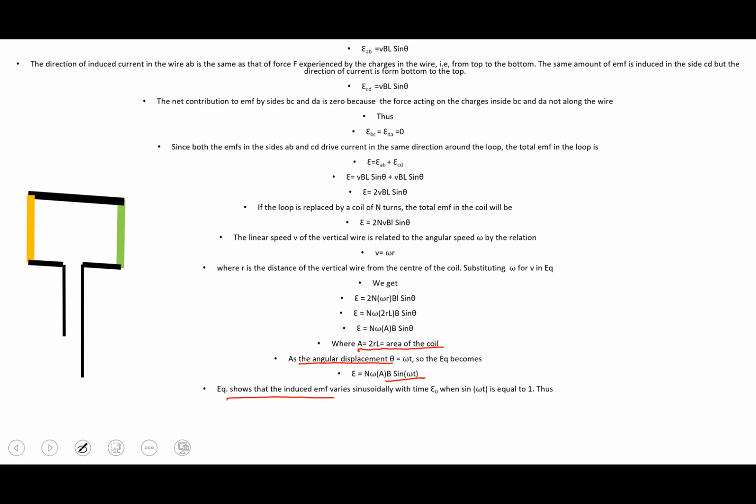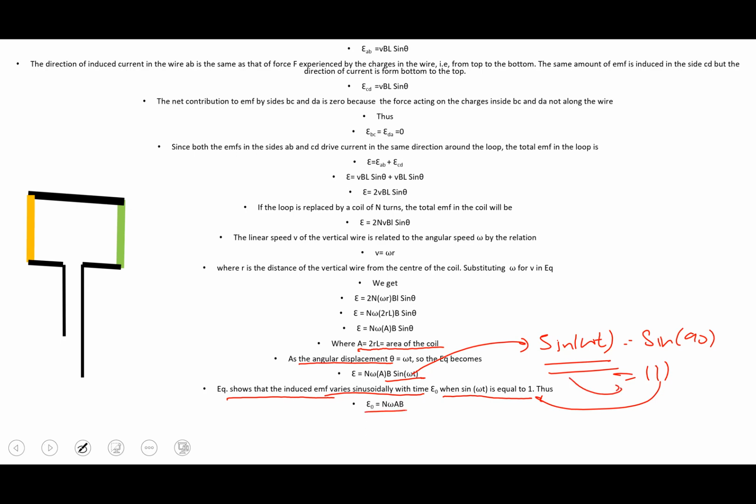Now, the equation shows that induced EMF varies sinusoidally, with E naught when sine omega t is equal to 1. When sine omega t has the angle equal to 90 degrees, the maximum value we will get is 1. So if we replace this with 1 at the angle of 90, we get the maximum value of EMF, which is E naught is equal to n omega AB.